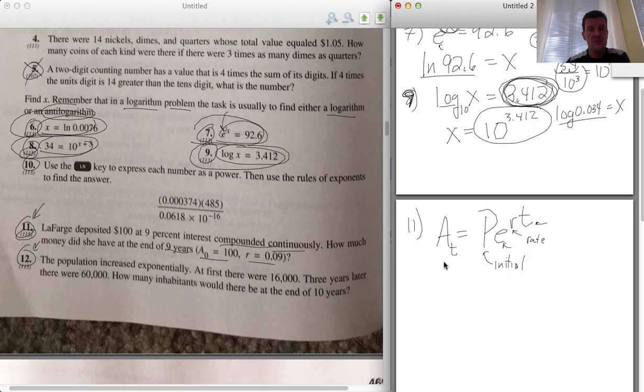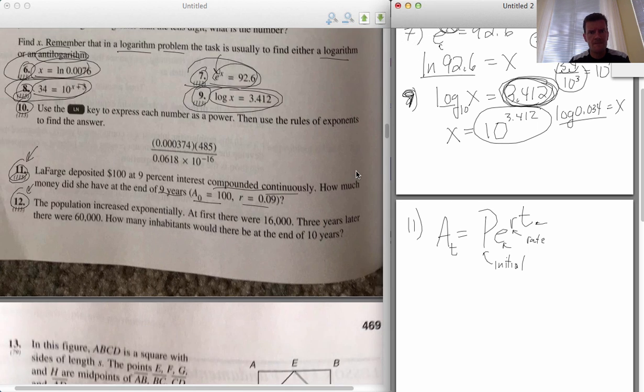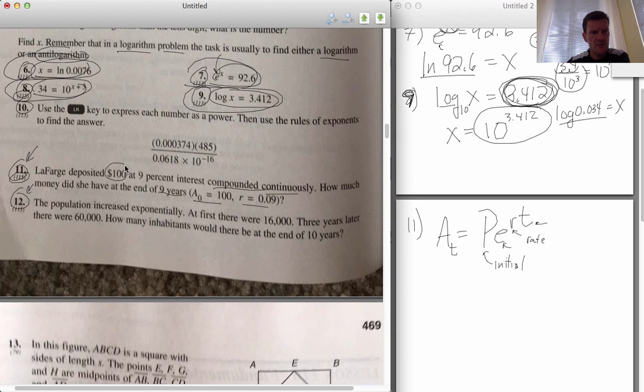So, let's look at, does time have to be in years, or I think it might be in years here. Hold on, let me double check. Okay, yeah, time is going to be in years for this equation. So here we go. You deposit $100. That says initial amount. That's your P.